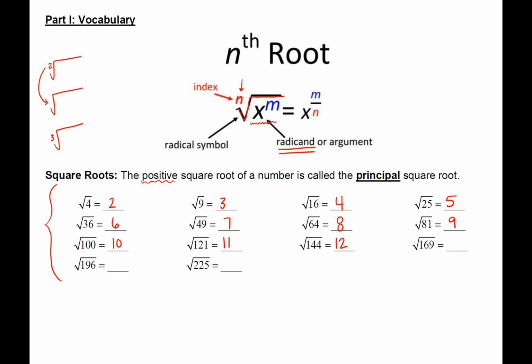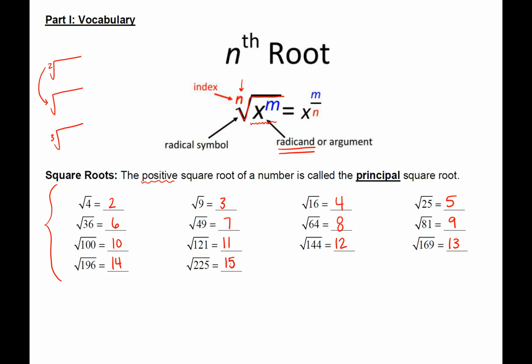So now there are 3 more that I would like for you to know this year because we're going to come across them often. The square root of 169 is 13, the square root of 196 is 14, and the square root of 225 is 15.